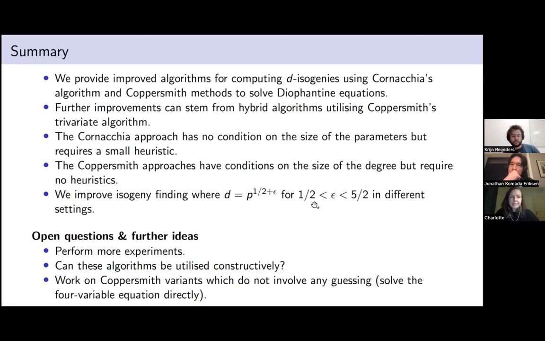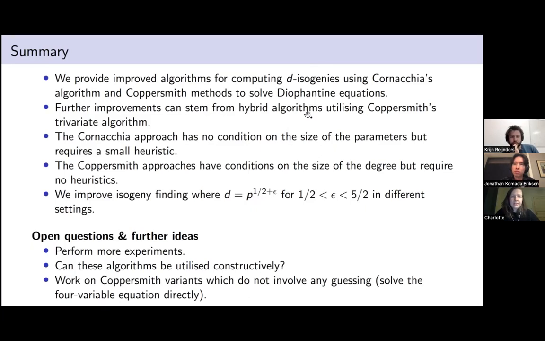Basically, we looked at different types of algorithms to solve norm equations that arise, or that correspond to isogenies of a fixed degree between supersingular elliptic curves. We look at these different types of algorithms that we can use for solving Diophantine equations, and also utilize combinations with guessing different parts of the isogeny to improve our performance.